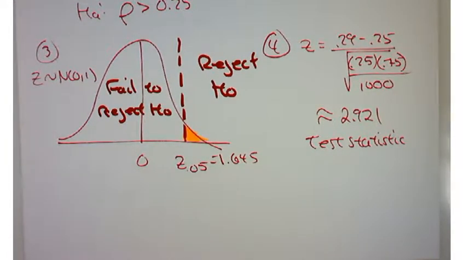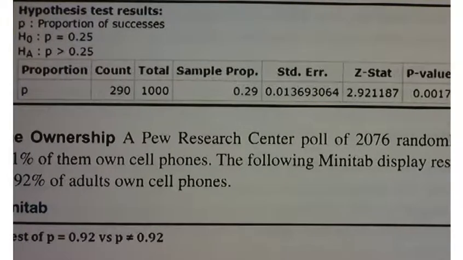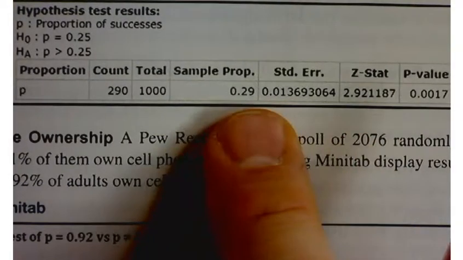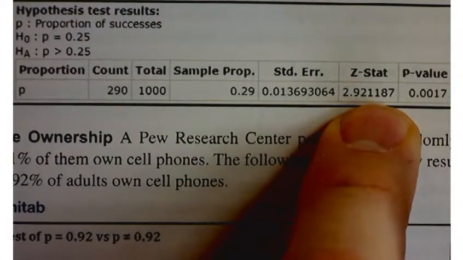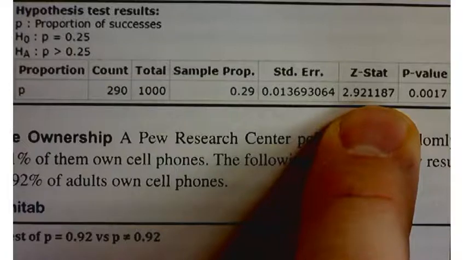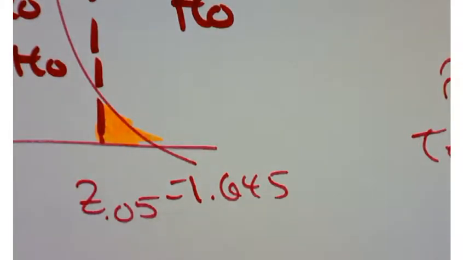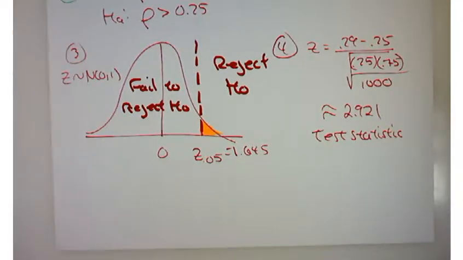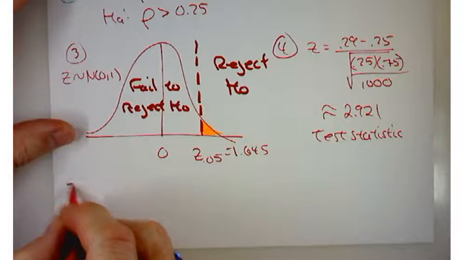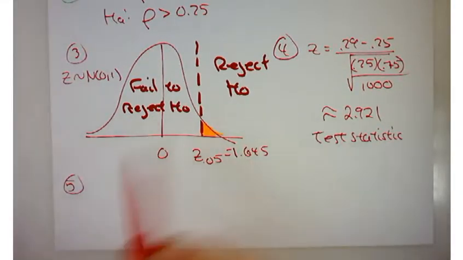If you actually looked at the problem, guess what? Test statistic, exactly the same. 2.9211, etc. Okay, so good. Your instructor can calculate with a calculator. Good for him. But the big thing is, what does that mean? What's your decision? And that's step 5. What are we going to decide to do with our null hypothesis?